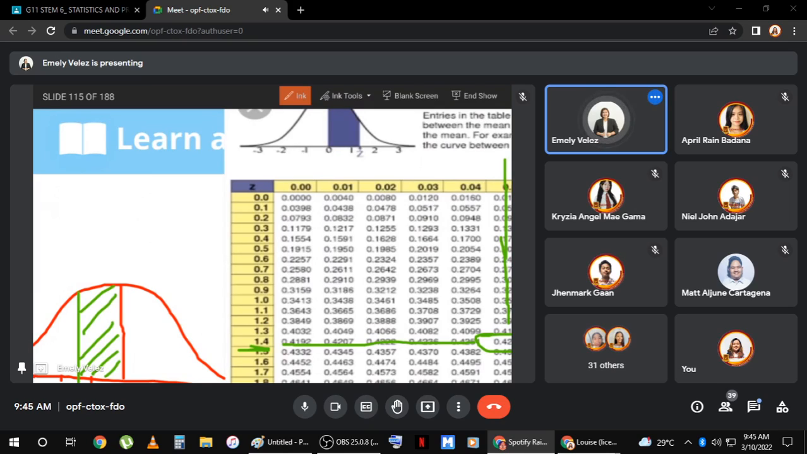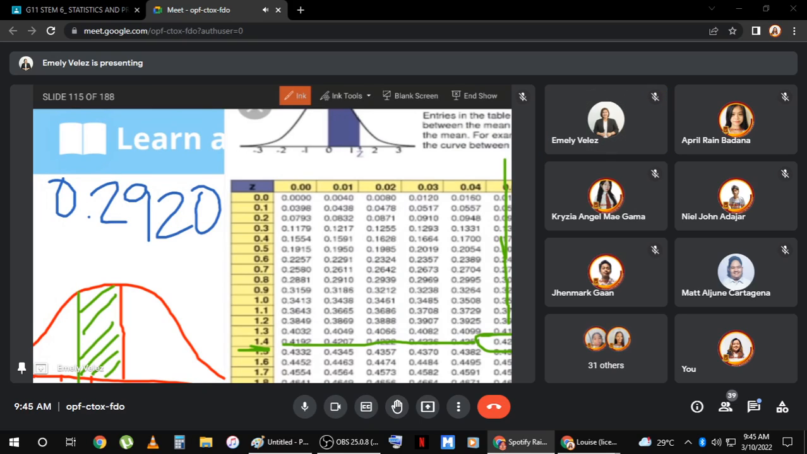What if I have it here? 0.2920. I want you to identify what the Z-score would be if the given is 0.2920. Please type your answer in the chat box. Okay, what's the problem? Can we locate 0.2920 in the Z table? It's not there, ma'am.